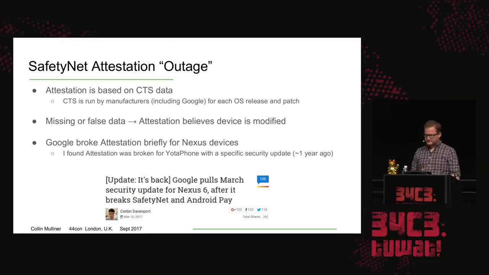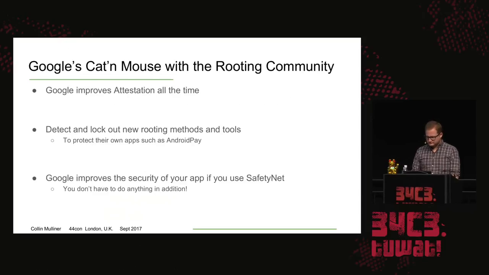Here in March this year, Google had to pull a security update for the Nexus 7 because it broke their SafetyNet and thereby also the Android Pay part. I don't know how that happened, but basically if SafetyNet attestation has an outage and you can't react to this outage, you will have an outage too as an app developer, and you probably do not want that. The fun part about SafetyNet in general is that Google really improves it all the time. If you follow rooting forums very closely, you will see this cat and mouse game. And it's mostly, I guess, for Google about protecting Android Pay.